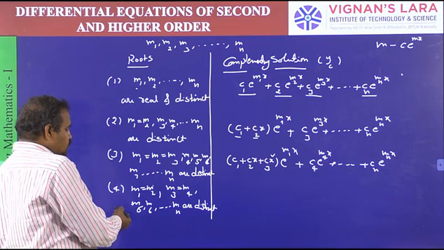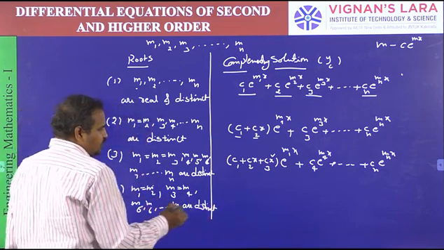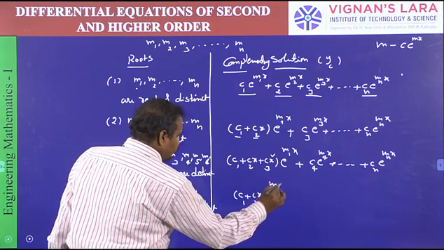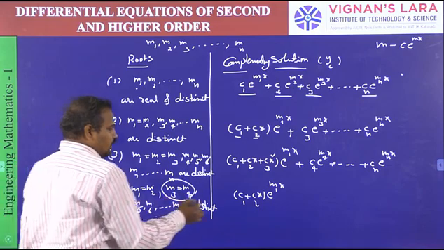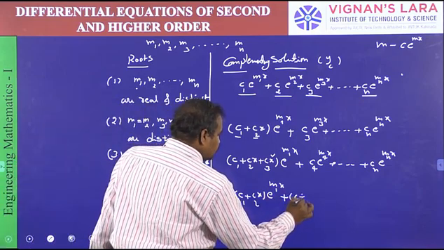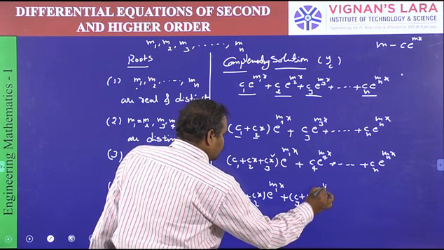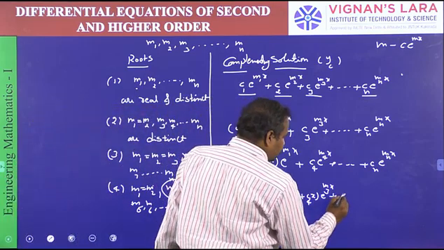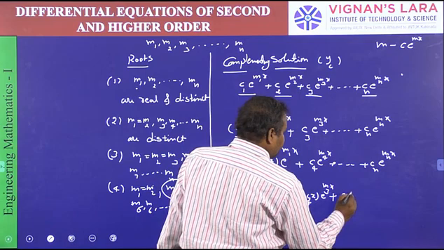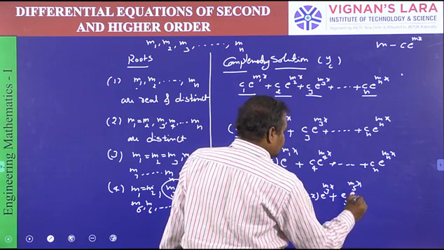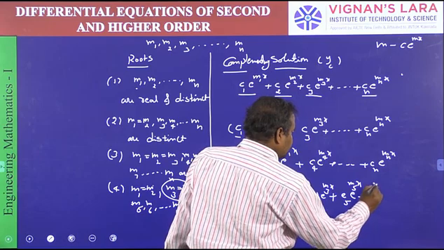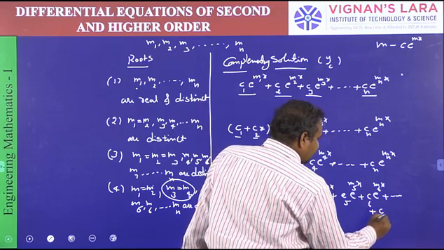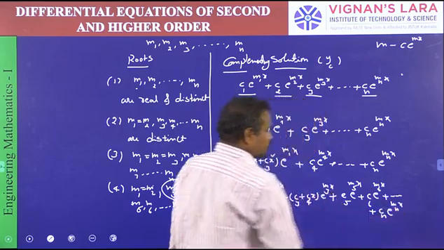In this situation, what is the solution? The first pair is equal, so corresponding to that, (c1 + c2x) e^(m1x). Next, these two are equal, corresponding to that (c3 + c4x) e^(m3x), plus remaining are distinct. So corresponding to the remaining roots, c5 e^(m5x) + c6 e^(m6x) and so on plus cn e^(mnx).